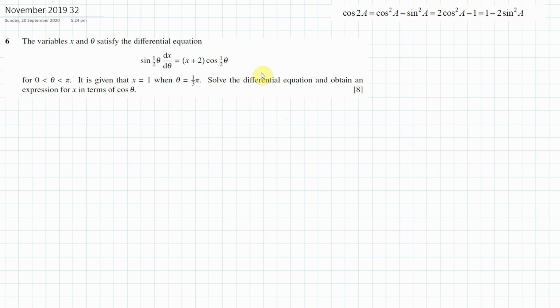Past exam question, and it's a differential equation which involves some trigonometry, and the double angle rule will be applied. So let's have a look at this.